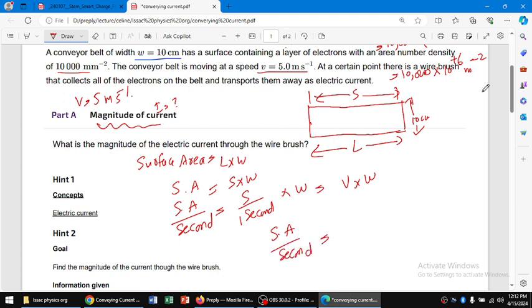Speed is given in the question, that is 5 meter per second, and the width of the conveyor belt is 0.1 meter, and we get 0.5 meter square per second. So this is surface area per second. Because this conveyor belt is moving, we multiply speed with the width of this conveyor belt to get the surface area per second.